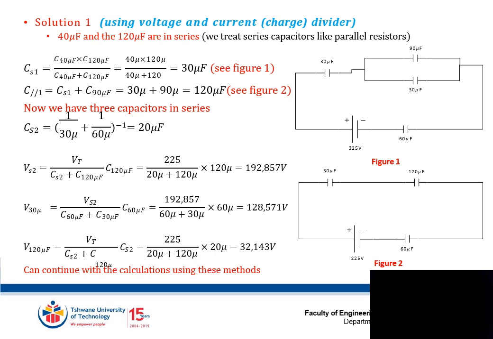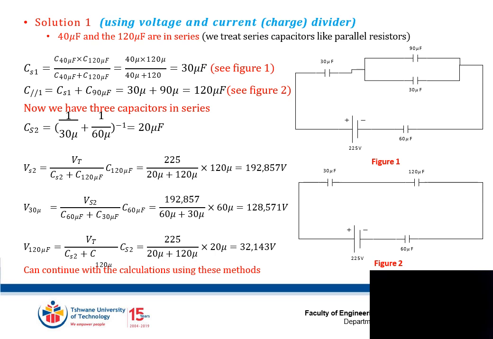But since we want to use the voltage divider rule, let's further simplify it. Just take the 30 and the 60 series capacitors, make them one capacitor, which will be 20 microfarad. Then it leaves us with 20 microfarad in series with 120. So if you want to apply the voltage divider rule there, Vs2 would be equals to the total voltage 225 divided by 20 plus 120 multiplied by 120. It gives you 192.857. This is the total voltage for 30 and 60.